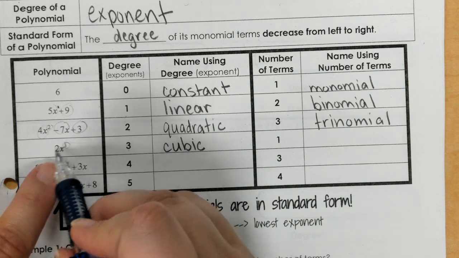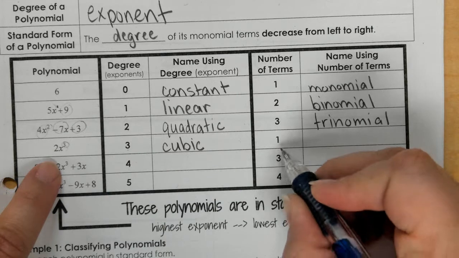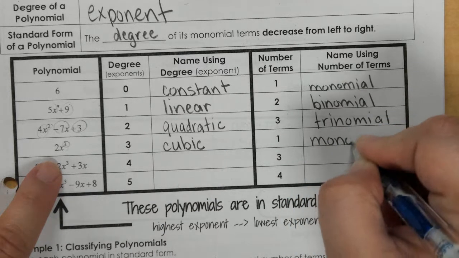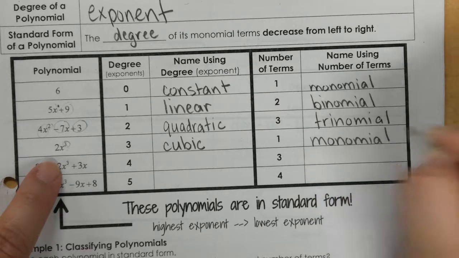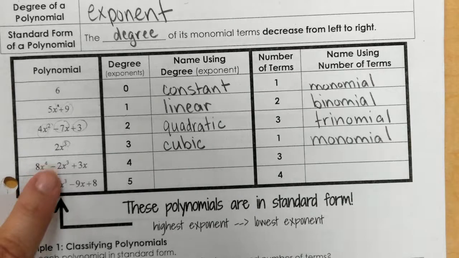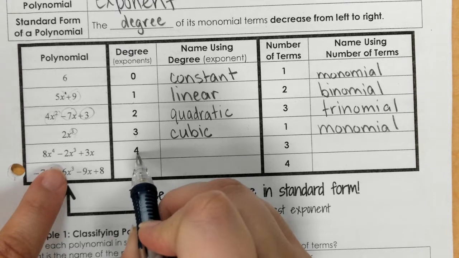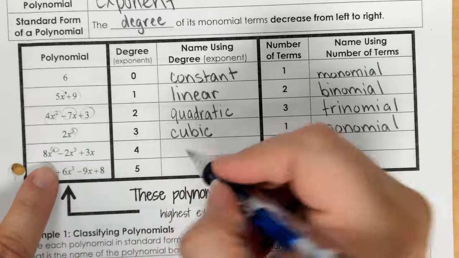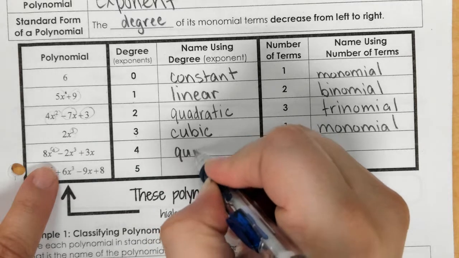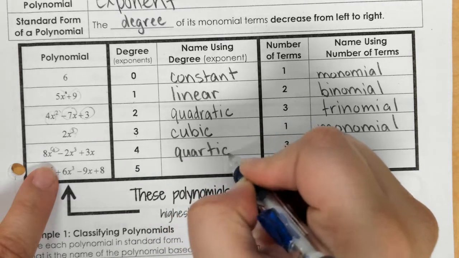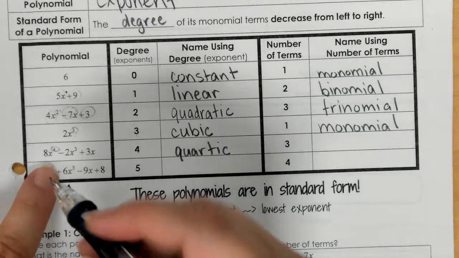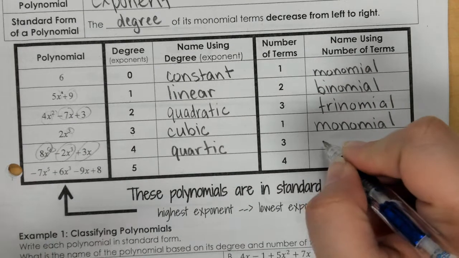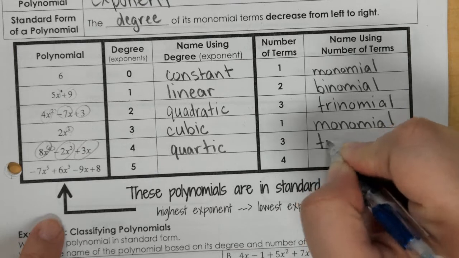We have one term, so again, one term is called a monomial. For the next one, our highest exponent is 4. This is called a quartic. We have 3 terms. 3 terms is a trinomial.